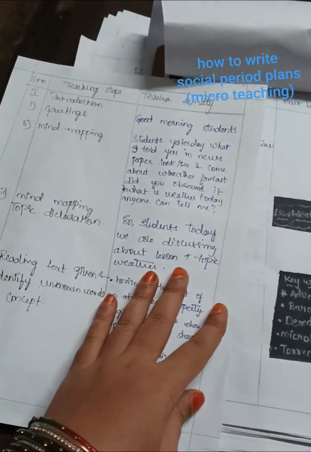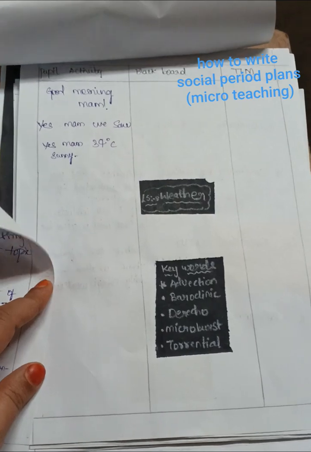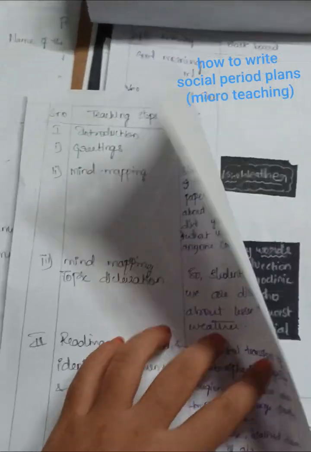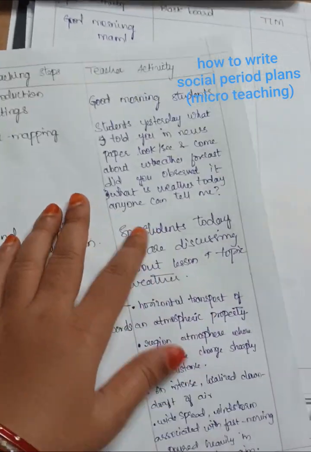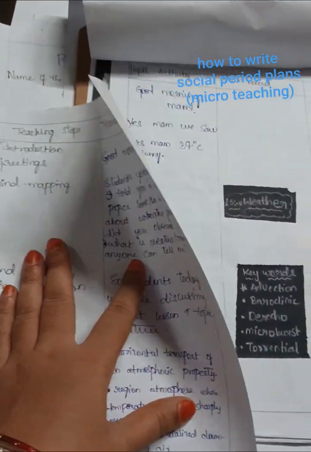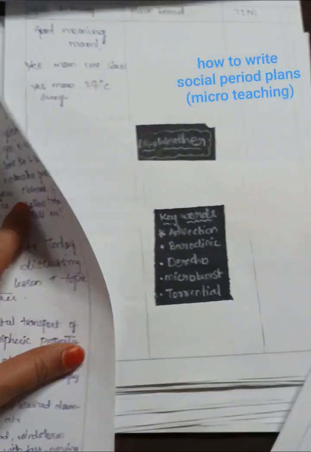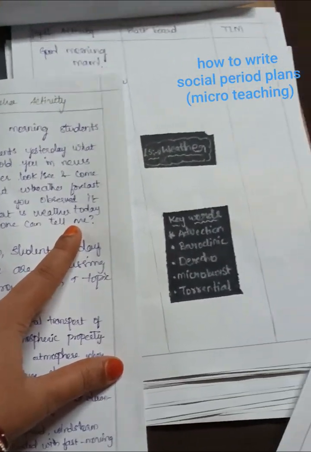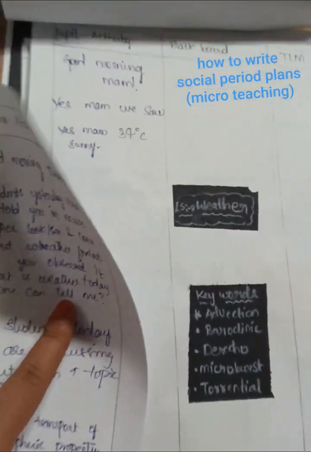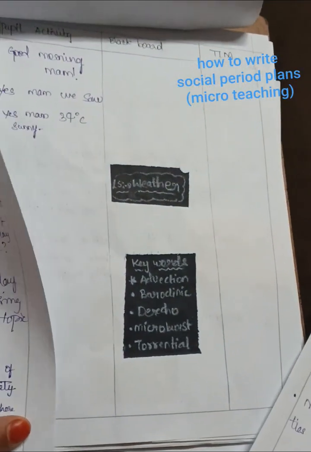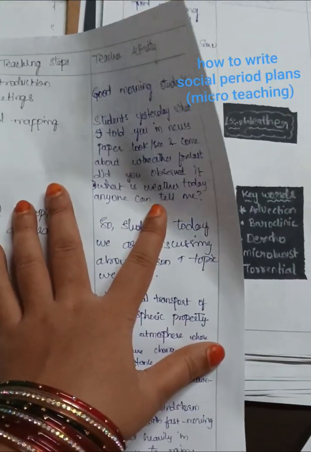After this, you have to start the period plan here. Period plan is here. How to write the period plan: serial number, first teaching steps, teacher activity, pupil activity, blackboard, TLM. First one, introduction. In introduction, there will be 3 steps: greetings, mind mapping and topic declaration. In greetings, first of all, after entering the classroom, you will greet the students, good morning students, and they will answer. In pupil activity, students will answer good morning ma'am. You will ask how is the day today, and they will say something.